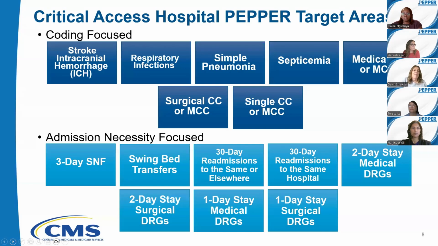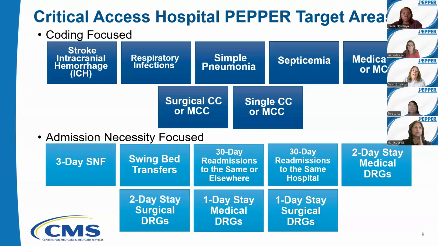Hi, thanks, Hannah. Within the Critical Access Hospital PEPPER, there are 15 target areas. The coding-focused target areas seek to identify areas with potential over or under coding problems. These include the stroke, respiratory infections, simple pneumonia, septicemia, and medical, surgical, and single CC or MCC. The PEPPER identifies both high and low outliers for these target areas.